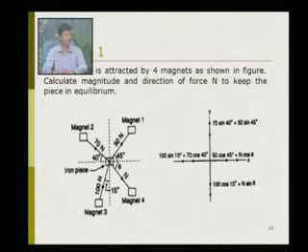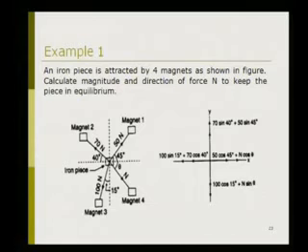Let us consider one example. An iron piece is attracted by 4 magnets as shown in the figure. So centrally there is an iron piece and 4 magnets are placed. These 4 magnets are attracting this iron piece. Calculate the magnitude and direction of force N to keep the piece in equilibrium.